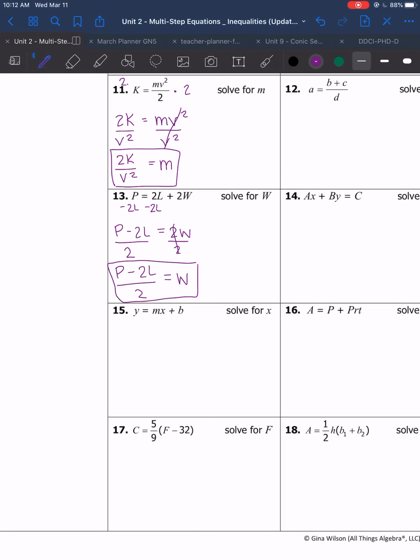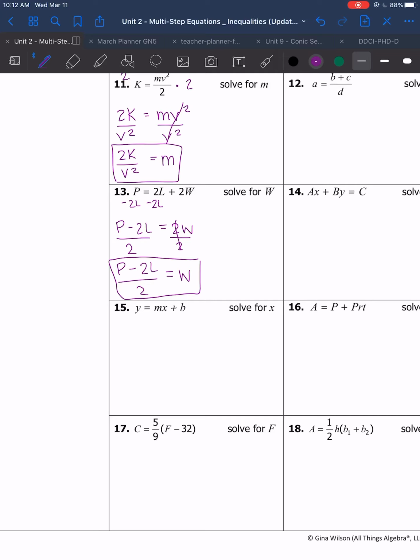This one you've seen before: y equals mx plus b. We're going to solve for x. So I'm going to subtract b from both sides. So I have y minus b equals m times x. Then I'm going to divide by m. So x equals y minus b over m.